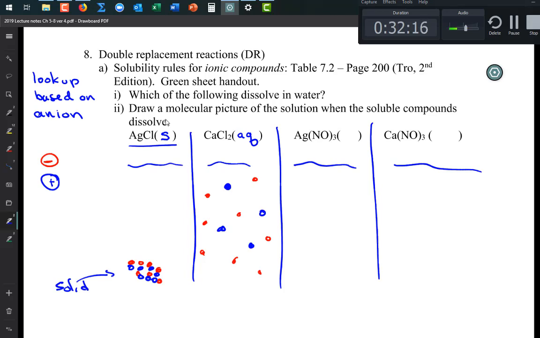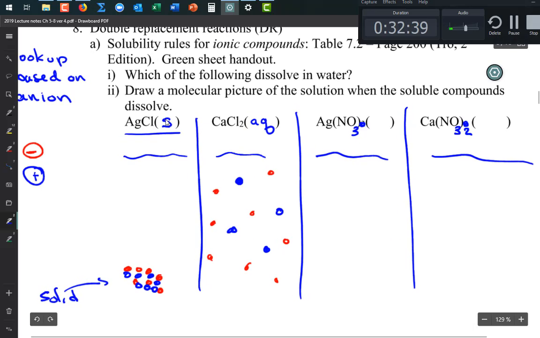Okay. Silver nitrate. Oh, I didn't need the parentheses. That's a typo. It's this. Get rid of that. And calcium nitrate's this. Got a 3 and a 2. I'll zoom it just a little bit so you can see it.